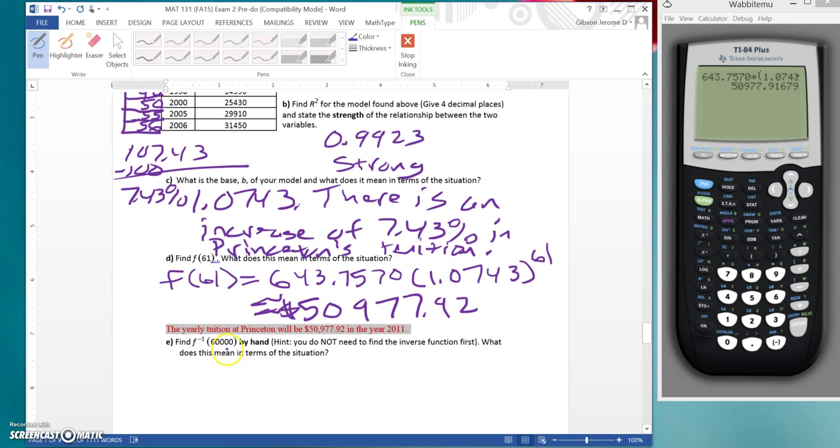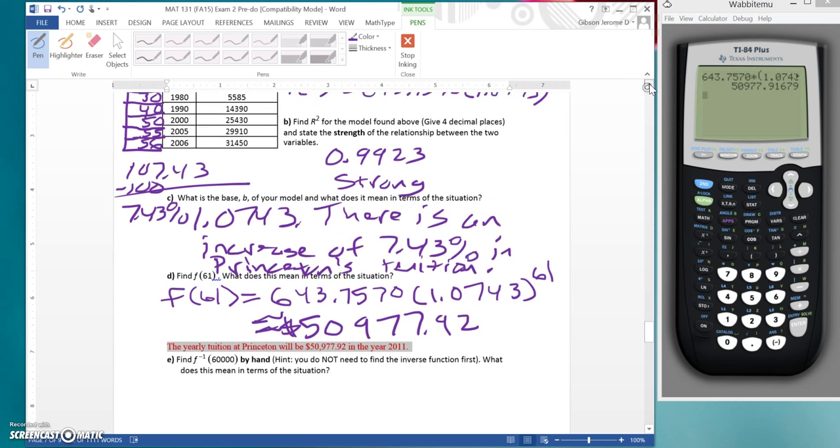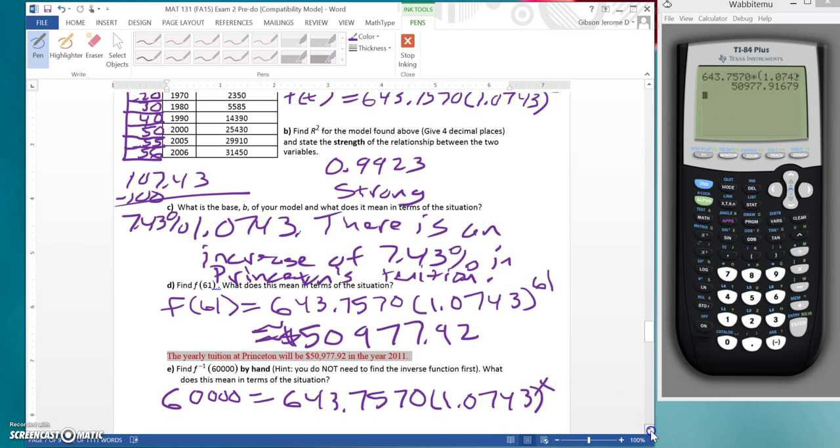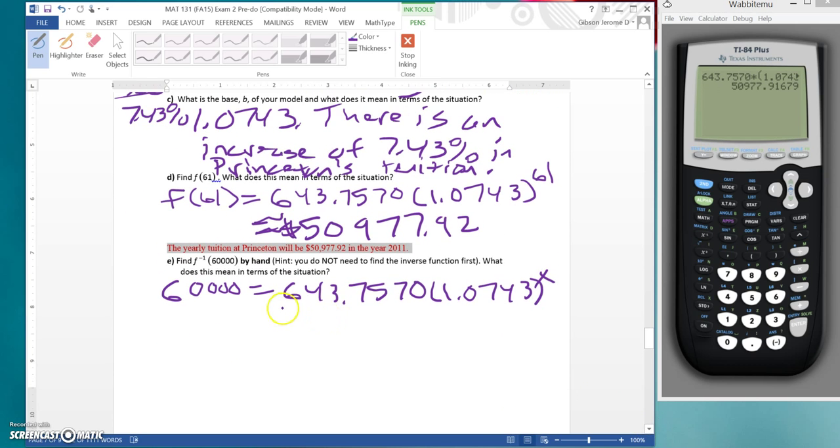Okay, now we know typically when we deal with f, in this parenthesis, it's typically the x value, but this is actually the y value. So we could take the original equation we had and put 60,000 for y, or the f of x, and then set it equal to 643.7570 times 1.0743 to the x power. Now we have to go through and solve this.